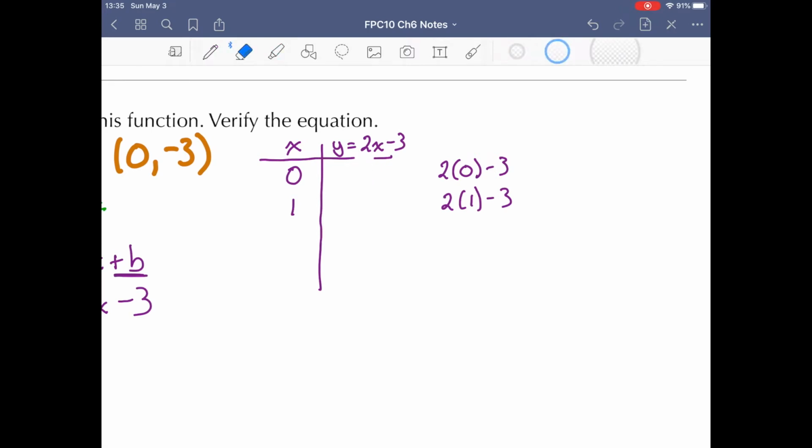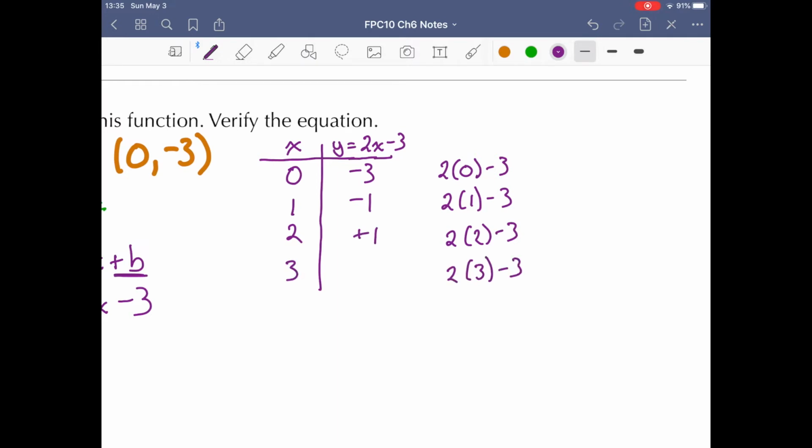You don't put 0 in for x and get that. You put 0 in for x and you get minus 3. You put 1 in, you get minus 1. You put 2 in for x, you get 2 times 2 minus 3, which is equal to plus 1. You put 3 in, you get 2 times 3 minus 3, which is equal to plus 3.